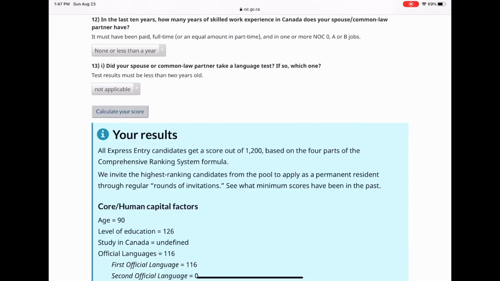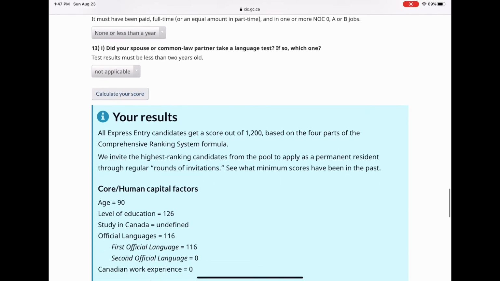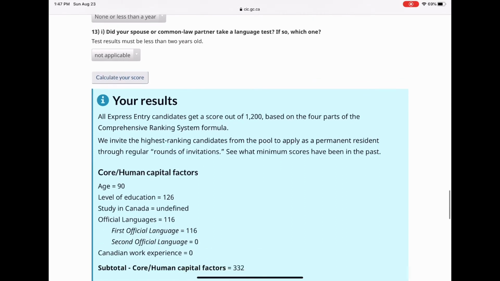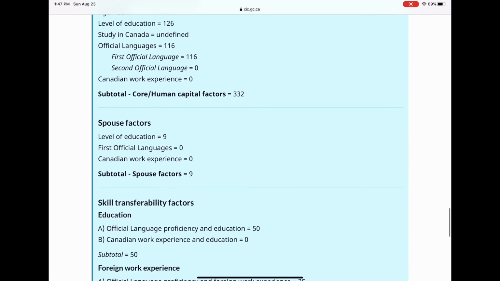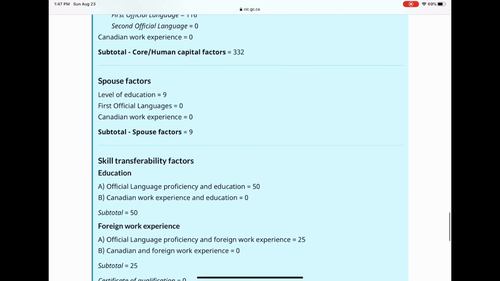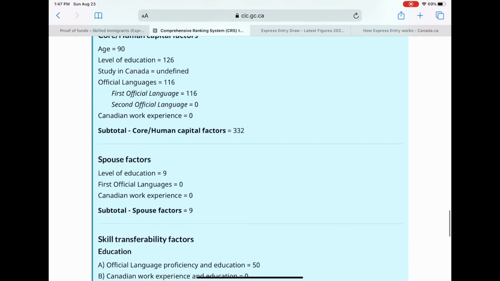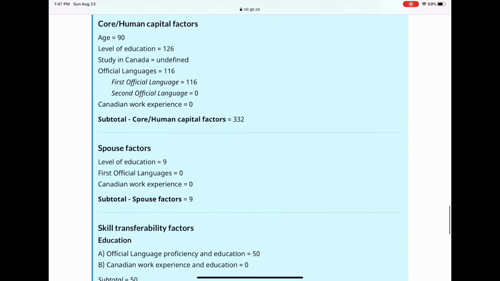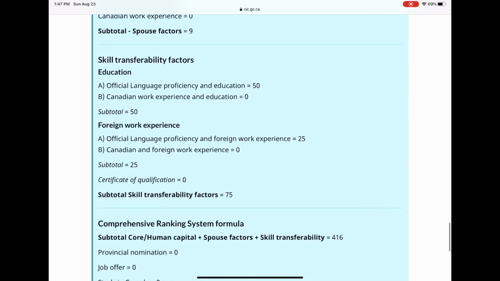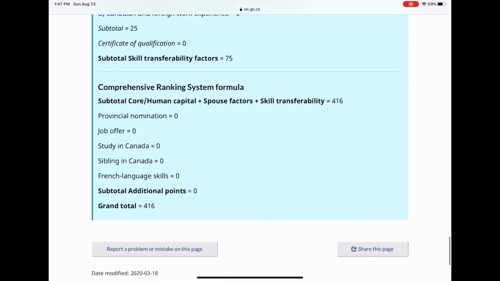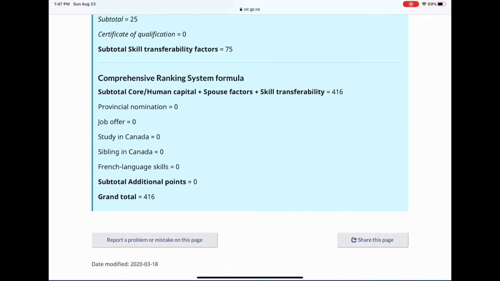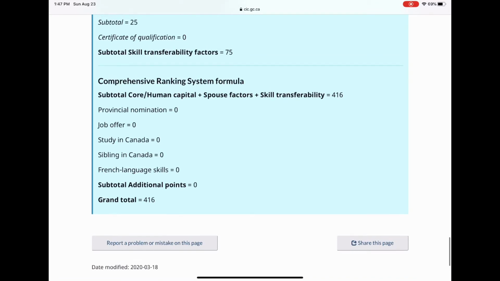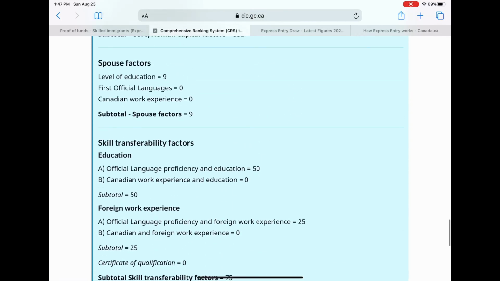Calculate your score. So the total score is 1200, and all these factors show you how much you have earned. And of course, when you apply with the spouse, the points level goes a little bit down, and you can see how it differs on your own too. So total I have 416. Now how do I know whether 416 is a good figure or not?